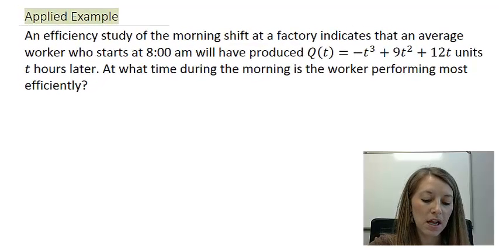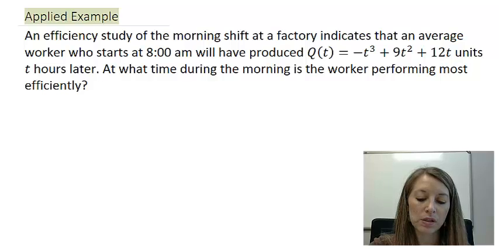An efficiency study of the morning shift at a factory indicates that an average worker who starts at 8 a.m. will have produced Q of T equals negative T to the third plus 9T squared plus 12T units T hours later. At what time during the morning is the worker performing most efficiently?